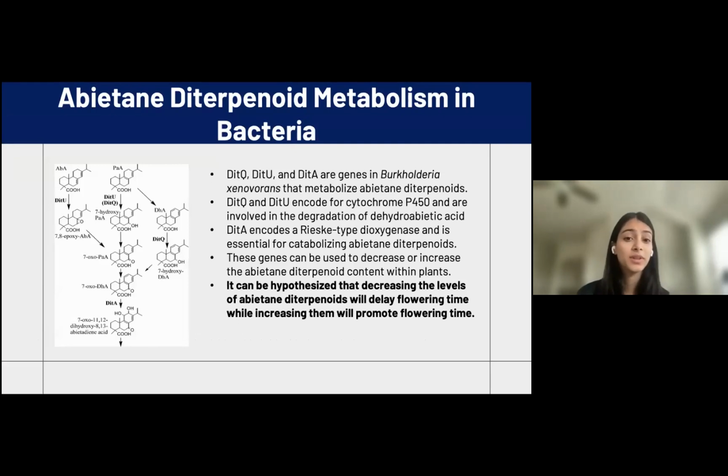So, abietane diterpenoid metabolism in bacteria. DitQ, DitU, and DitA are genes in Burkholderia xenovorans that metabolize the diterpenoids. DitQ and DitU encode cytochrome P450s and are involved in the degradation of dehydroabietic acid. DitA encodes a Rieske-type dioxygenase and is essential for catabolizing diterpenoids. So it can be hypothesized that decreasing the level of diterpenoids will delay flowering time, while increasing them will promote flowering time.